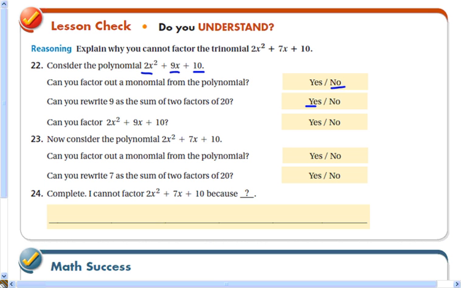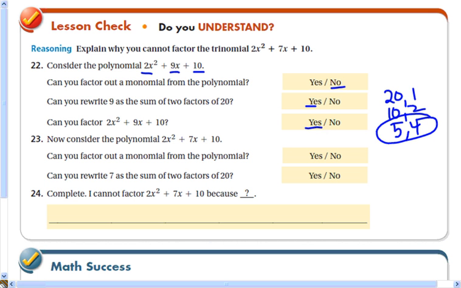the two factors of 20, let's see, we could do 20 and 1, those don't add up to 9. We could do 10 and 2, those don't add up to 9. We could do 5 and 4, those do add up to 9. So the answer there is yes. So can we factor that? Yes, we can. Now, let's consider the polynomial 2x squared plus 7x plus 10.